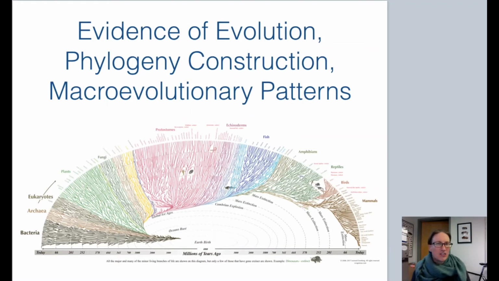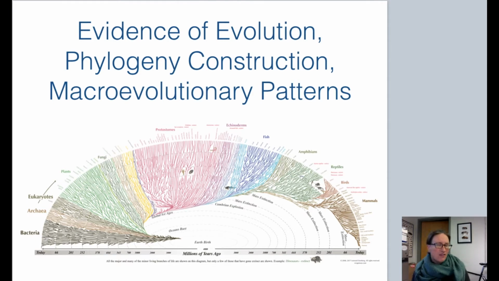All right, in our last lecture video of the semester, we're going to continue talking about topics that are related to this evolutionary tree that I showed you in our previous lecture. And so in this video, we're going to be focused on the topics of evidence of evolution and how that evidence is used to construct phylogenies. And then we'll wrap up by talking some more about some crucial macroevolutionary patterns.